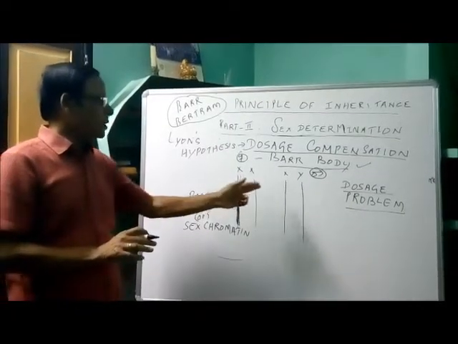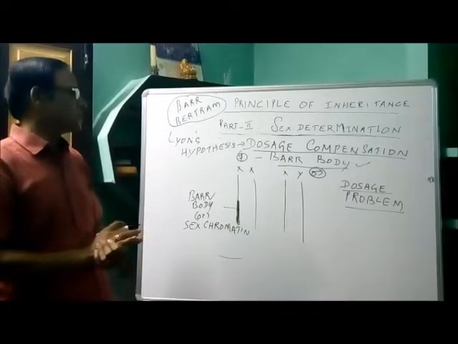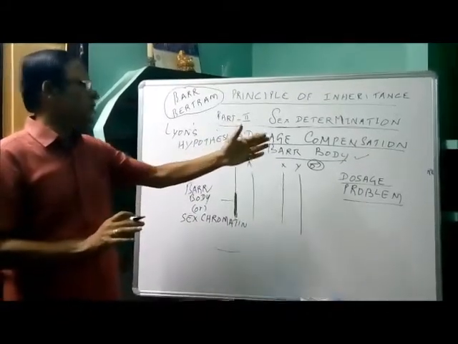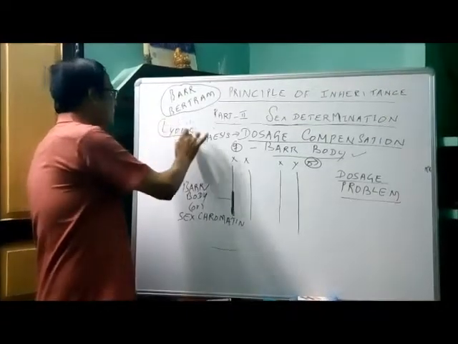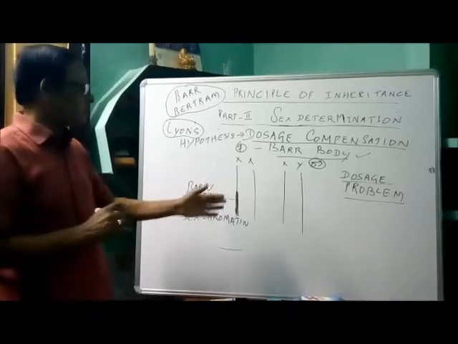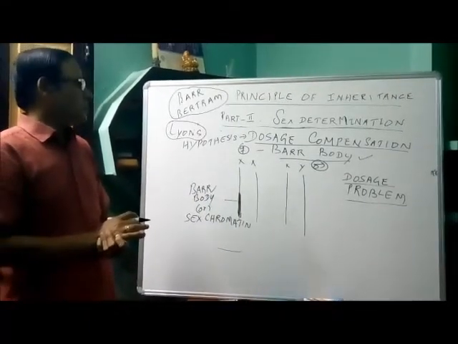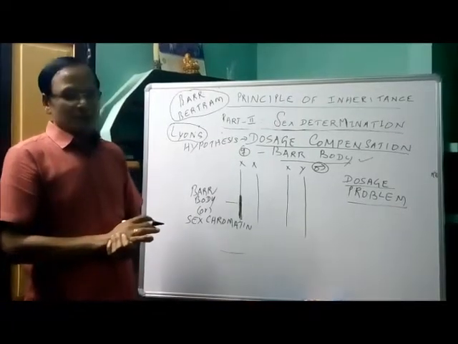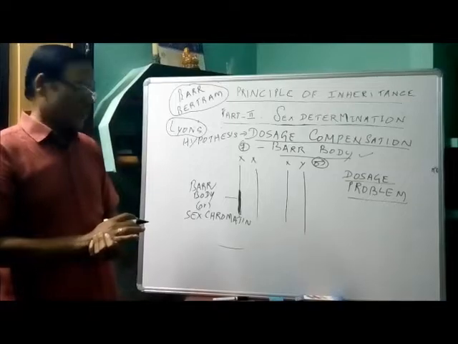So both males and females have the same dosage of genes, and that is called dosage compensation or Lyon's hypothesis, as it was proposed by Lyon. Lyon only proposed it; the inactivation is because of the presence of the Barr body. Now it is used in the Olympic Games to check whether a female participant is a true female or not.